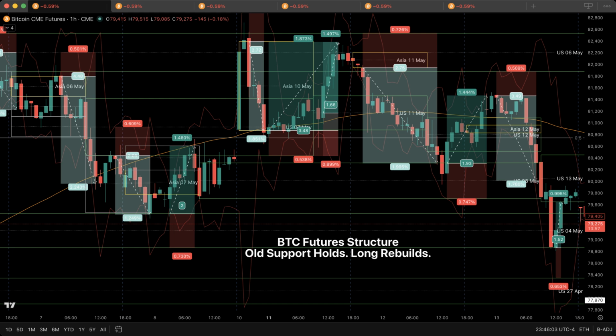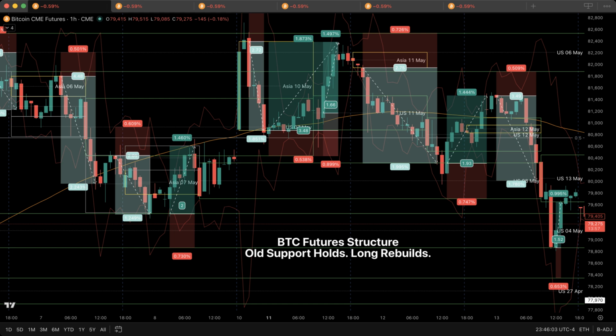That matters. When a session forms around older support, the first drop can look dangerous. But the real question is simple. Can price stay below support? If it can stay below, the short pressure continues. If it cannot stay below, the long can rebuild from the lower side.